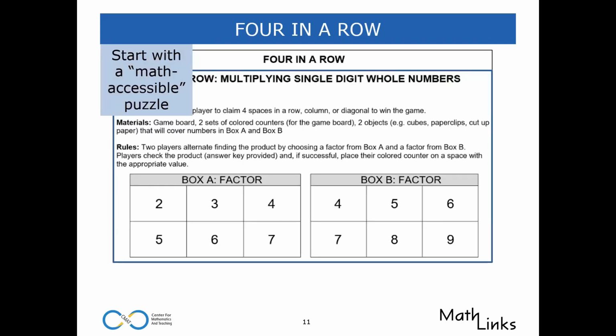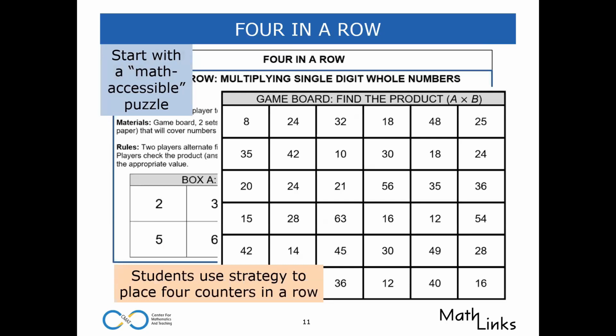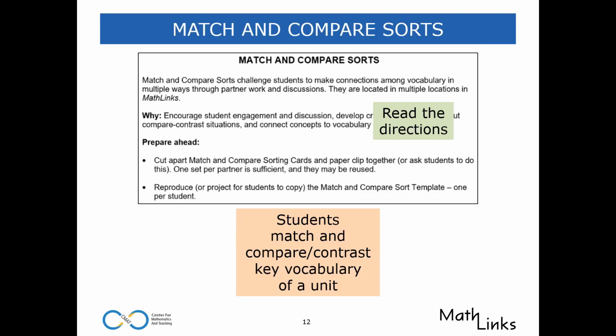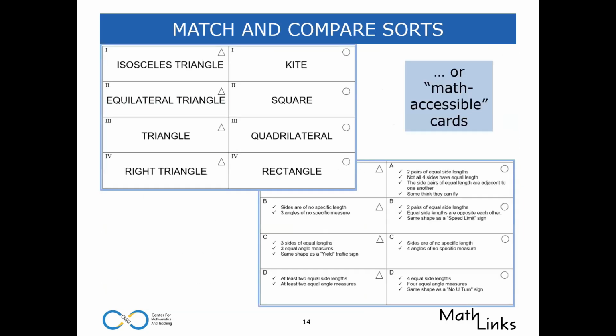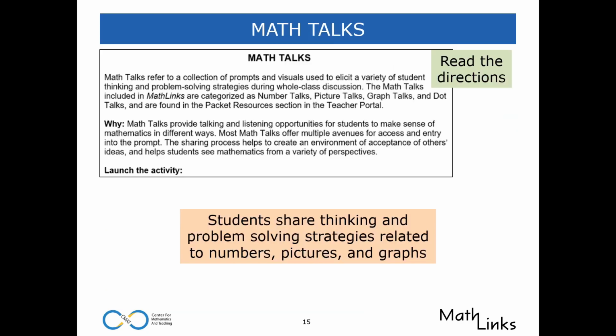4-in-a-row numbers games require some thinking ahead and provide lots of skills practice. Match and compare sorts are card sort activities that challenge students to make vocabulary connections as they practice reading, speaking, and listening to one another. Start with a non-mathy set or one that's math accessible.